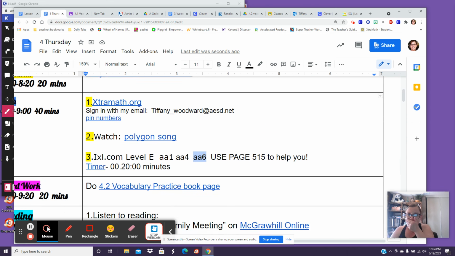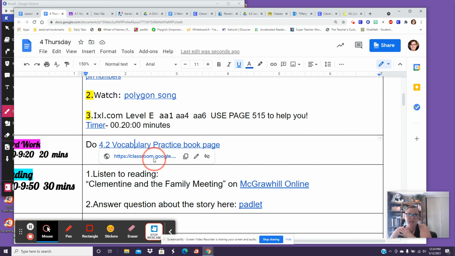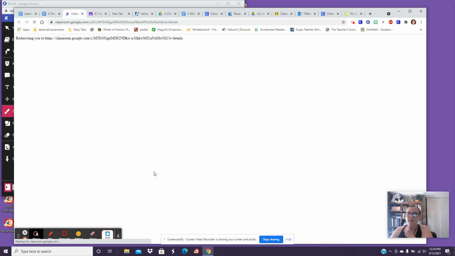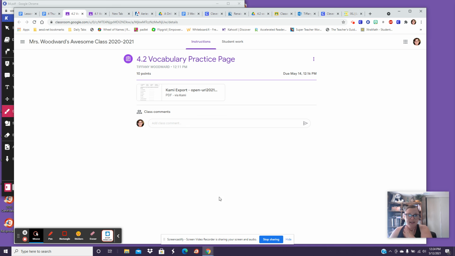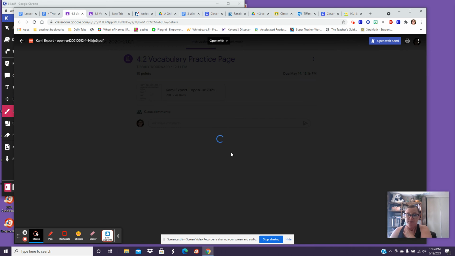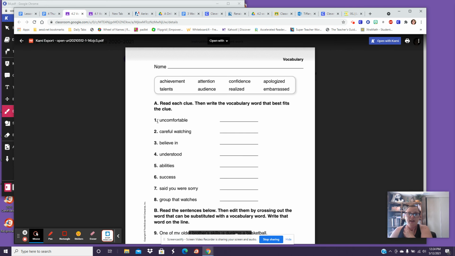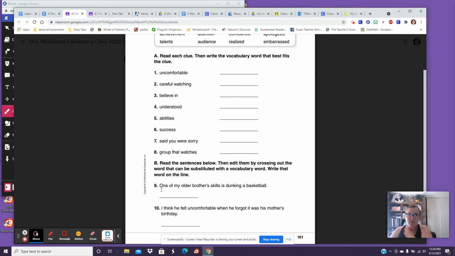After your math, you have vocabulary practice book page to do. Everybody needs to do it online. This page is not in your practice book. So you need to go ahead and read each clue, and then on the line, write one of these vocabulary words that goes with the clue. Then at the bottom, you need to figure out which word can be substituted with a vocabulary word.